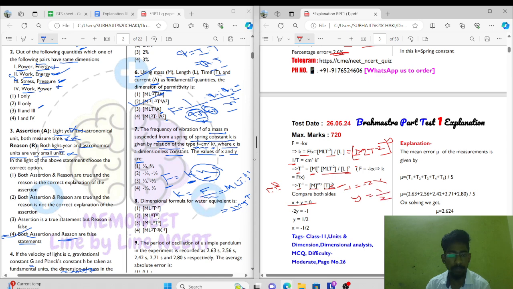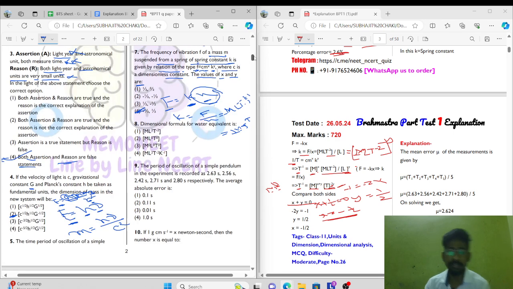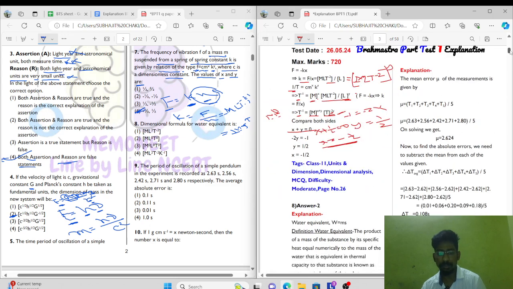The y equals 1 by 2, and if you put the value of y here, x plus half equals 0, so x will become minus half. That means x is minus half and y is plus half. Option number 4, right? This kind of dimensional analysis always follows the dimensional homogeneity theorem. So remember this: what is dimensional homogeneity?